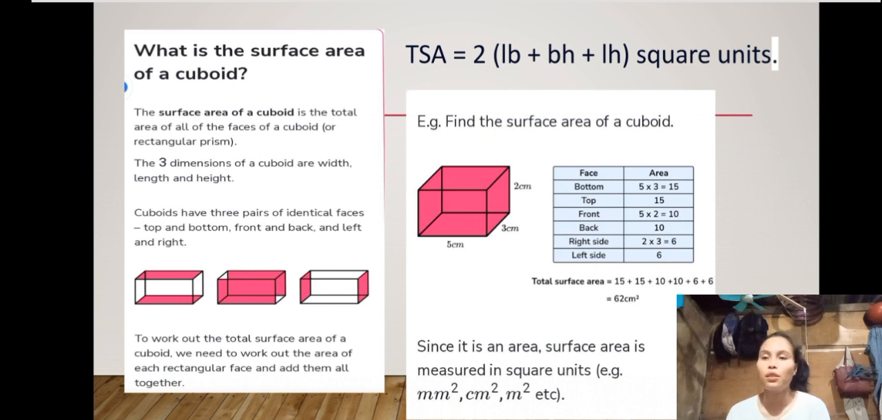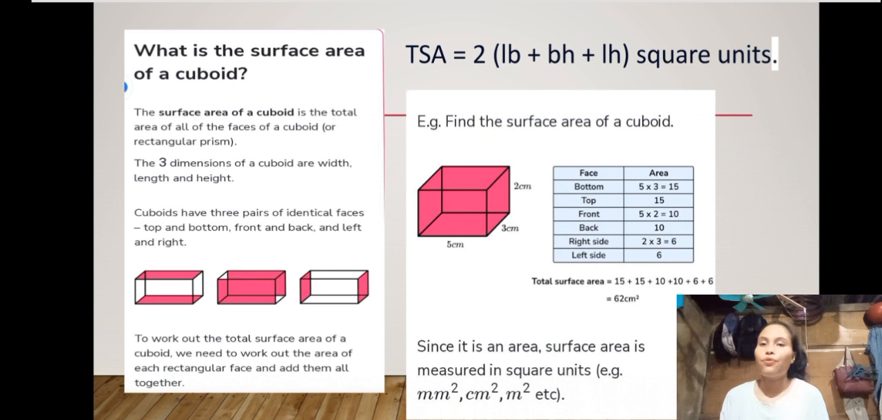The first cuboid, the pink one, is the top and the bottom. The second one is the front and back, and the last one is the left and right. To work out the total surface area of a cuboid, we need to work out the area of each rectangular face and add them all together. Here is an example: find the surface area of a cuboid with length 5 cm, width 3 cm, and height 2 cm.